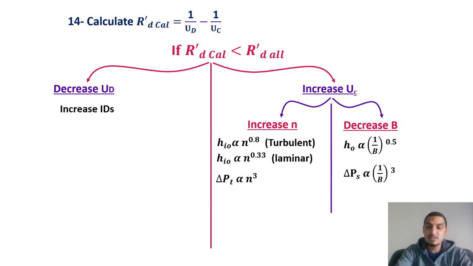So these are the main guidelines in the design of the heat exchanger. This is the design suggested by the Kern textbook, Process Heat Transfer. And it's one of the most famous design procedures for the heat exchanger.